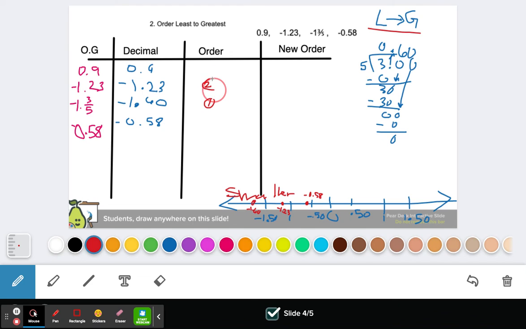I'm going to have you guys finish the rest, and you guys are going to give me the new order based on the original numbers. Okay, so my first number would be negative 1 3/5, and then you guys can do the rest. Okay, so I'm going to have y'all do that. So this is my first number, and you guys are going to finish the rest for me.